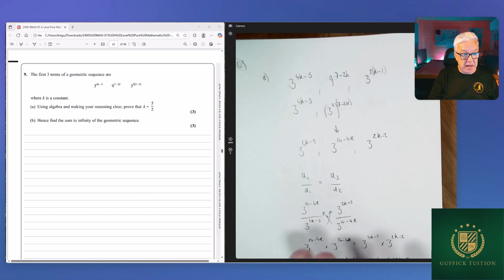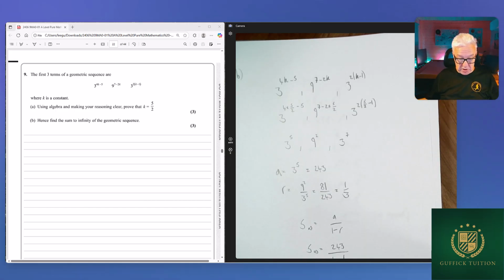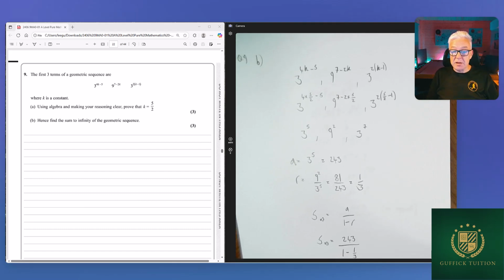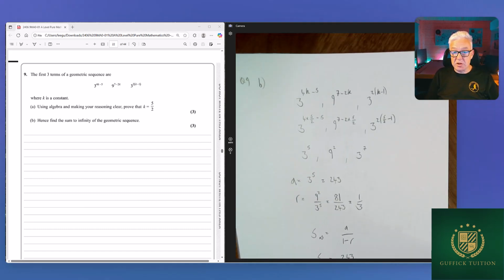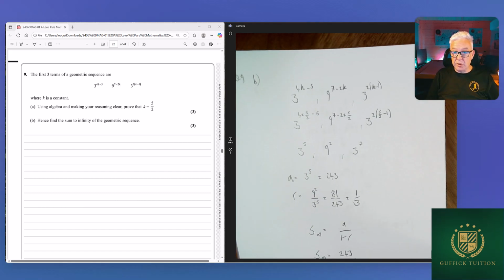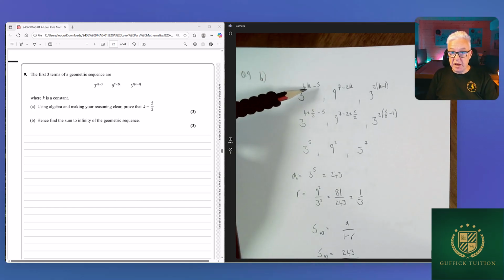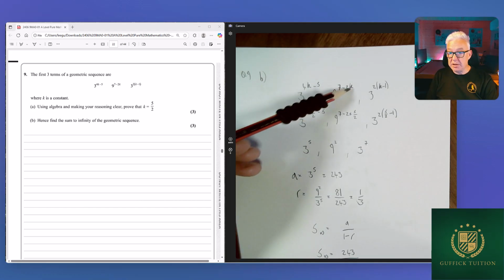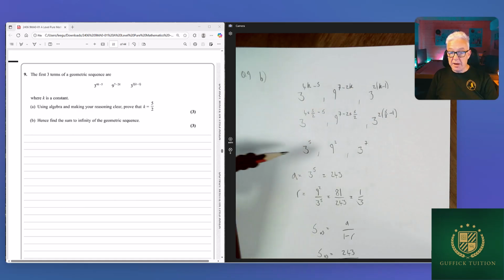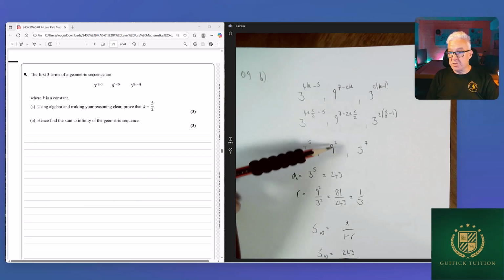Part B, it says, hence, find the sum to infinity of this geometric sequence. So now that we know that k is 5 over 2, we can sub that in to get a picture of what's happening with our sequence. So we now just sub in k as 5 over 2 into each of these terms, and that simplifies quite nicely: the first term is 3 to the power 5, the second term is 9 squared, and the third term is 3 to the 7.